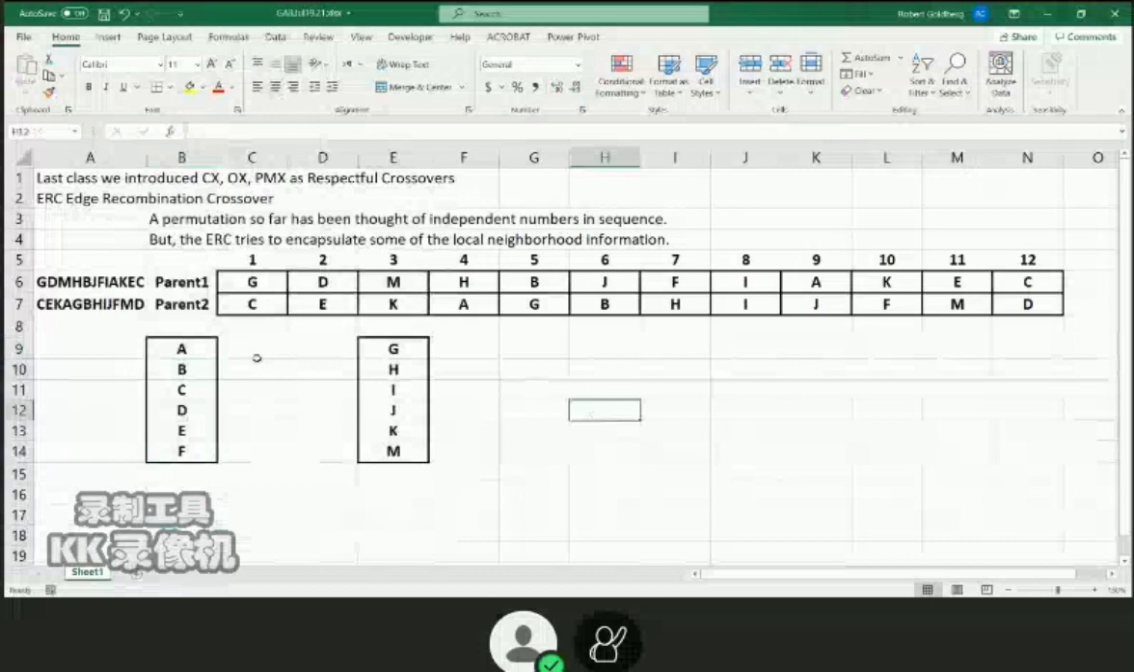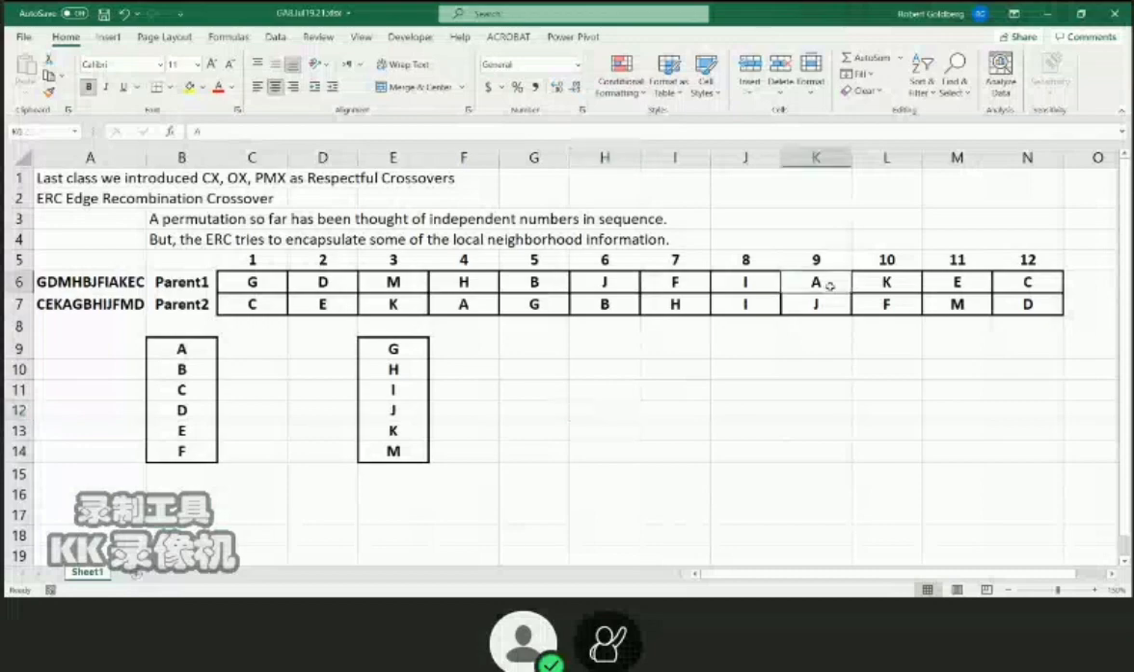Okay? All right, here's the idea. You want us to record who are the neighbors of these letters. So, for example, A, if you go to the first parent, position 9 in this list, is next to an I and a K. So let's write down I and K. We're going to be listing it alphabetically, so I is before K. Good. But that's only the first parent.